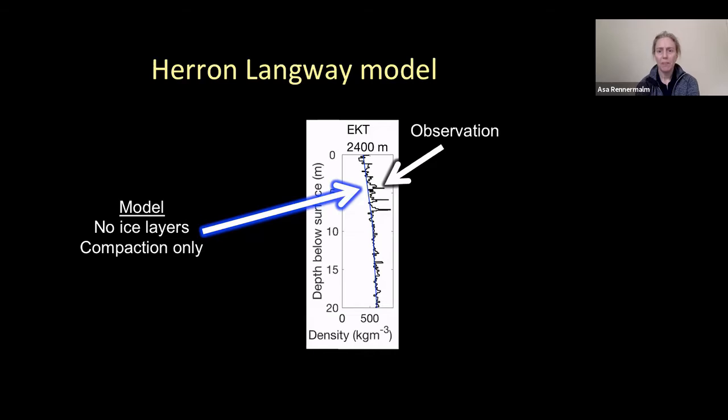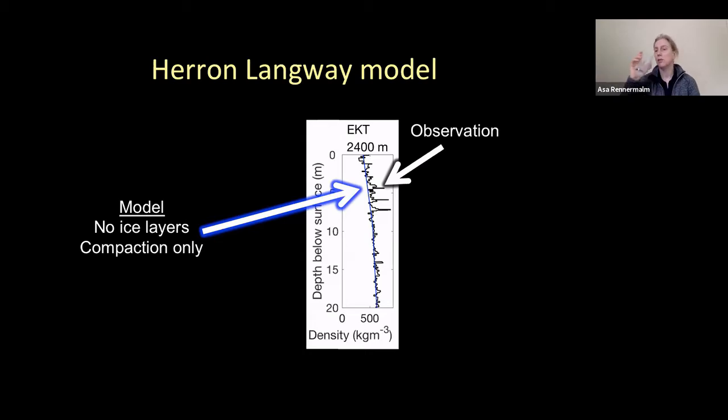So this means that we can compare the model simulation with the observations to get an idea of how ice layers are changing the firn column itself. In the couple of plots I'm going to show you, you will see the model in blue. It's going to be a very smooth line. And then the observations in black, which I already showed you earlier.